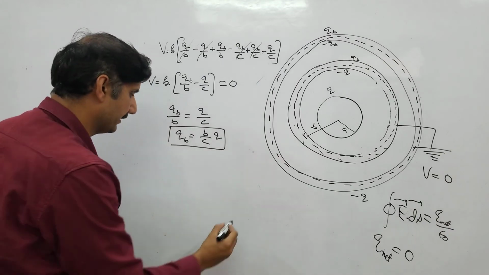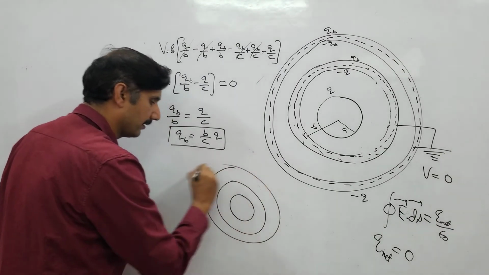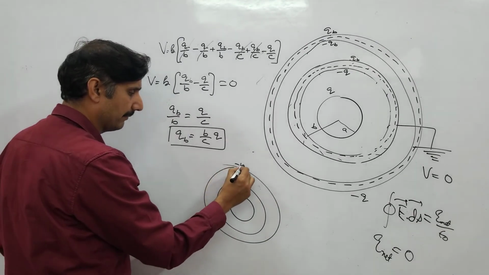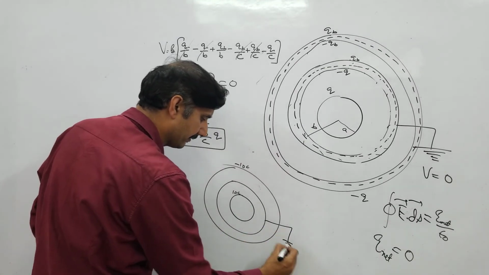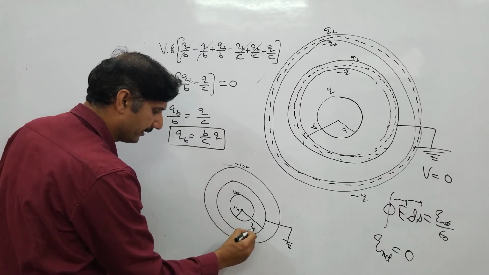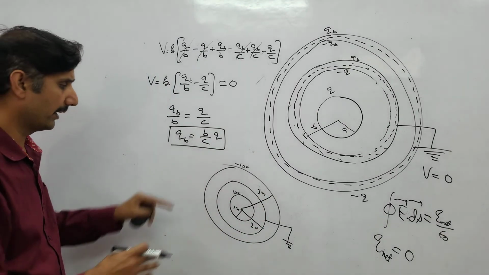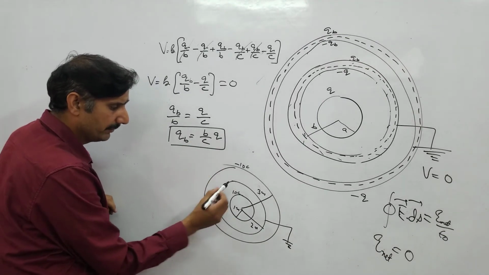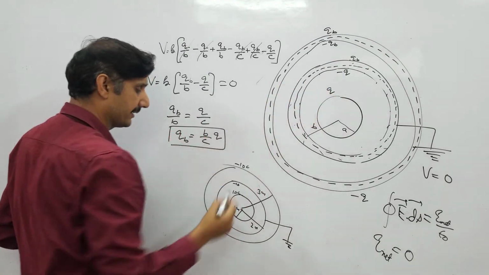Let's take a numerical problem. Given charge is 10 coulomb to this, minus 10 coulomb to this, and the second shell has been grounded. Let's say the radii are 1 meter, 2 meters and 3 meters. So what are the induced charges on these shells? If it is 10 coulomb, the inner shell will have minus 10 coulomb. If it is Q, it is minus Q.